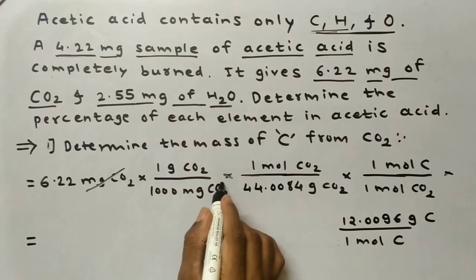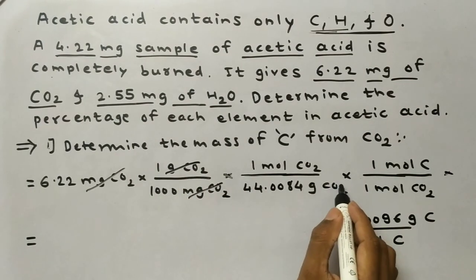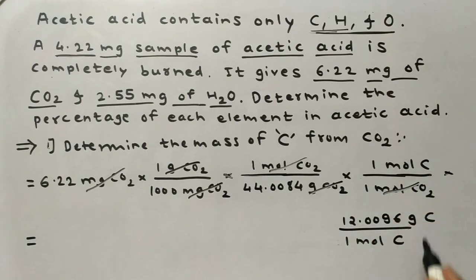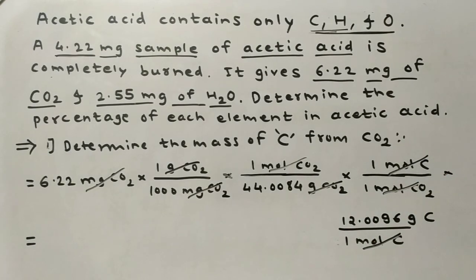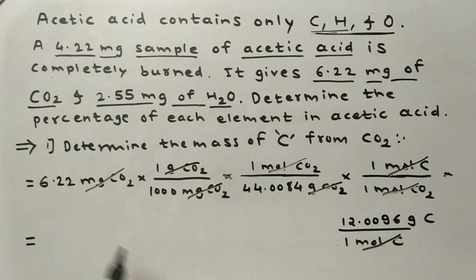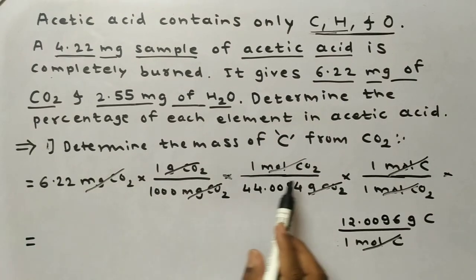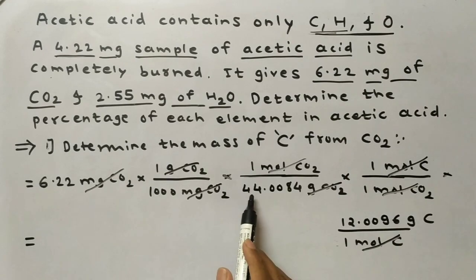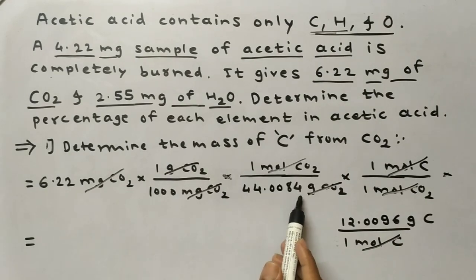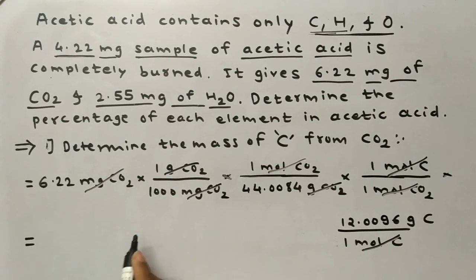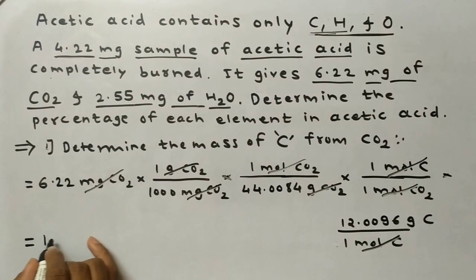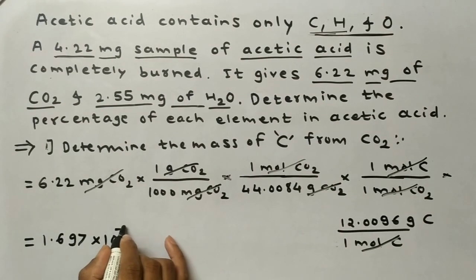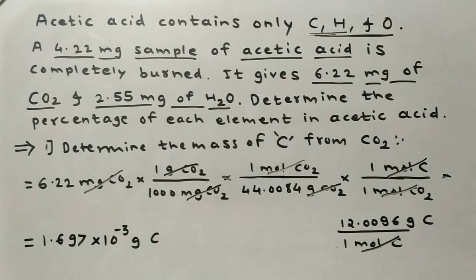Now the milligram CO2 will get cancelled, gram CO2 will get cancelled, mole CO2 will get cancelled, mole of carbon will get cancelled. So 6.22 multiplied by 12.0096 divided by 1000 multiplied by 44.0084. So this calculation will give 1.697 times 10 raised to minus 3 grams of carbon.